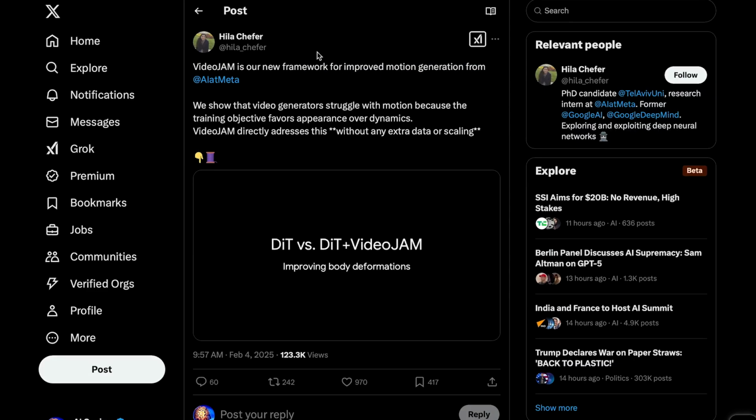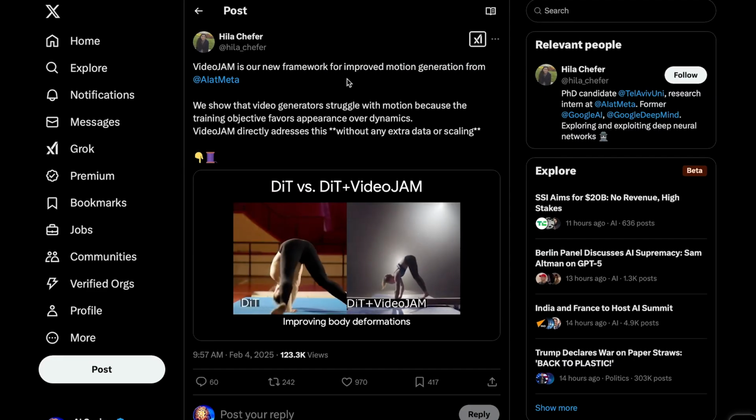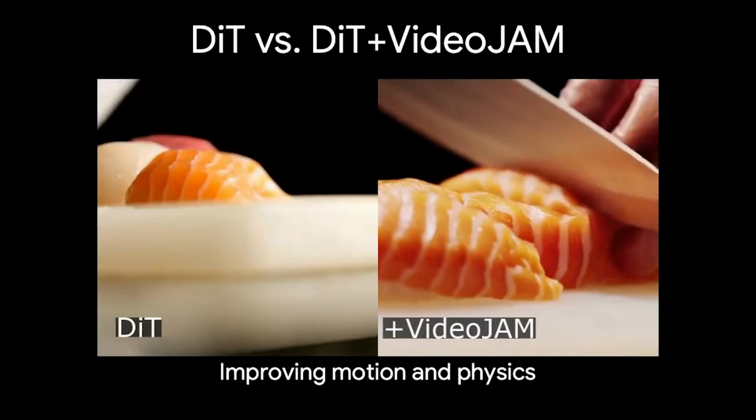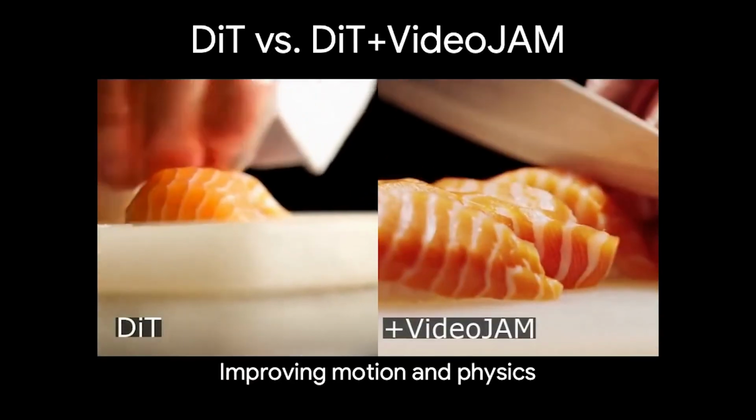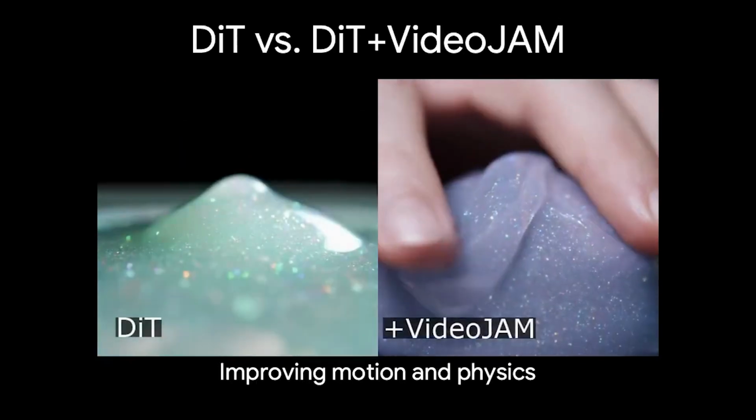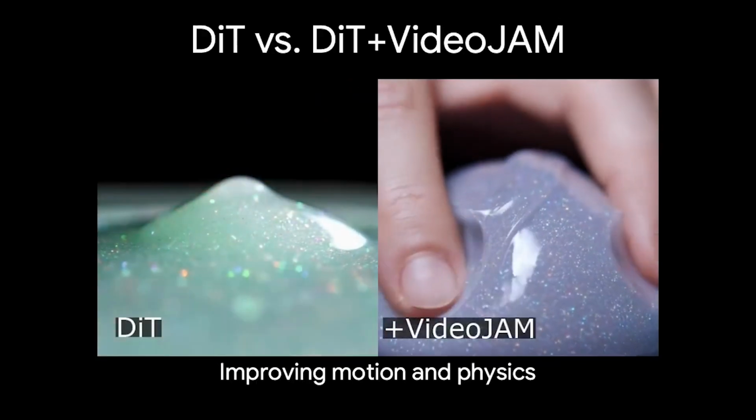In some other news, Meta announces VideoJAM, a new framework for improved motion generation. We were just talking about how realistic the human movement in AI generated videos is getting in my last video when we covered PikaLabs' Pika 2.1.